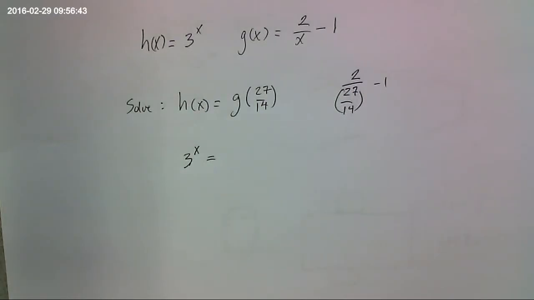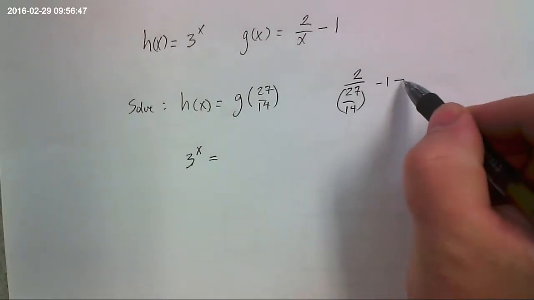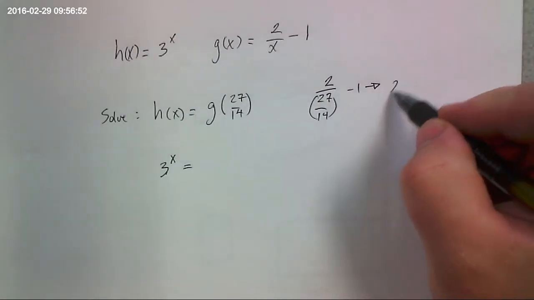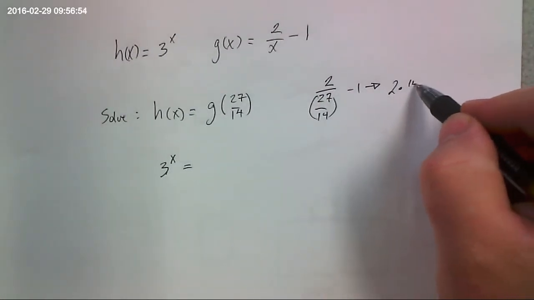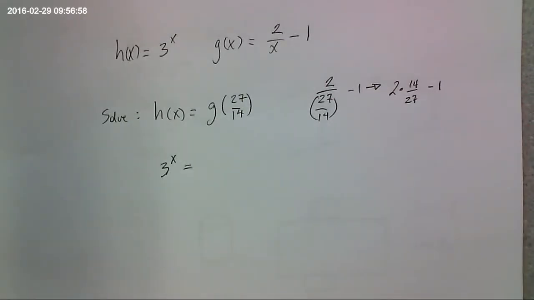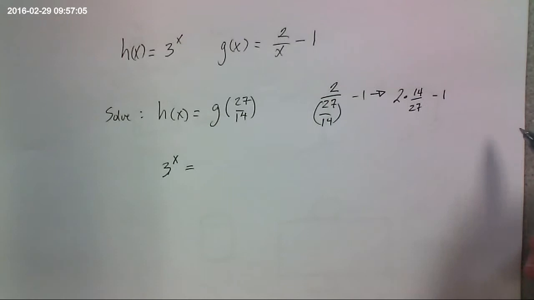Yes, sir? Multiply by the reciprocal. So tell me what to write. It was 2 times 14 over 27, minus 1? Do you guys agree with him? Okay. So then Cyrus, what's next? How can I simplify this a little bit more?